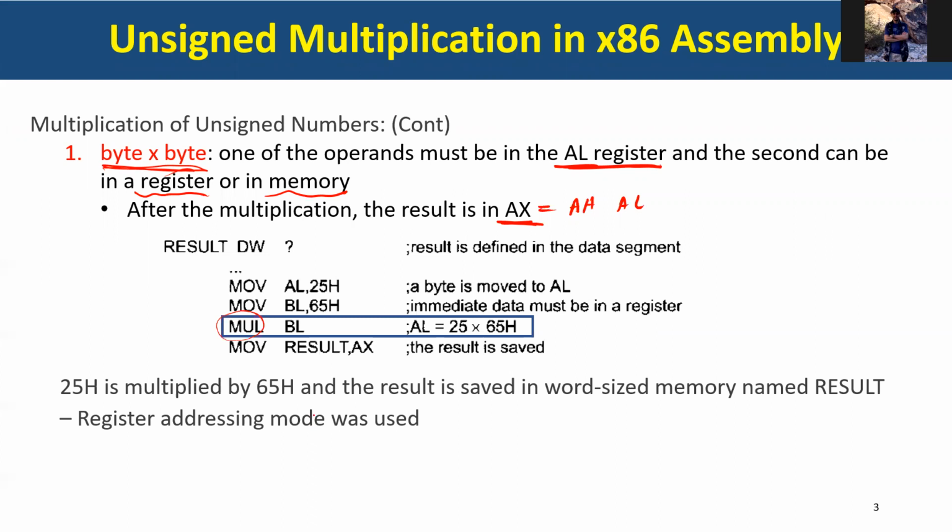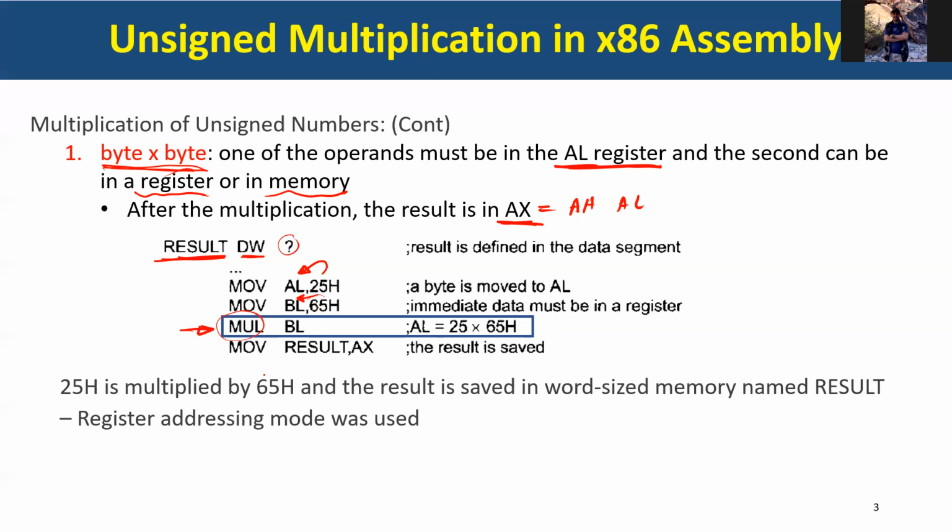So here, for example, you have a variable called result, which is a define word, and it doesn't have an initial value. And you move here 25 hexadecimal to AL. So this will be one of the operands. And the second operand that you want to multiply with is 65H, and you store it in BL. Then you write mul BL.